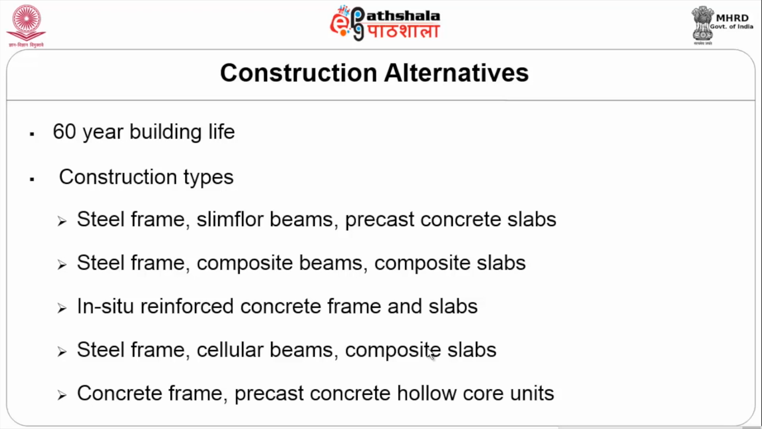It can be a steel frame or beam or precast concrete slabs, or it can be composite beams or composite slabs in the buildings. I repeat, it can be composite beams or composite slabs in the buildings. It can be on-site reinforced concrete frames and slabs. It can be a steel frame which has a combination of cellular beams and also composite slabs. It can mean any variety of concrete frames and precast concrete hollow core units.